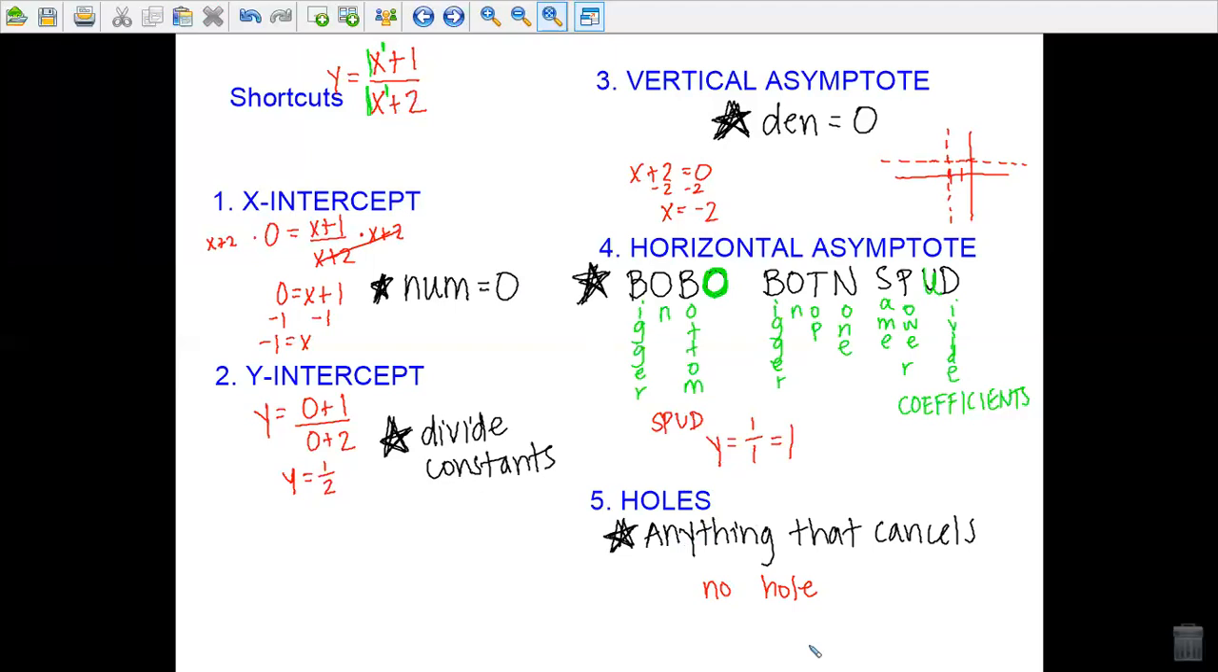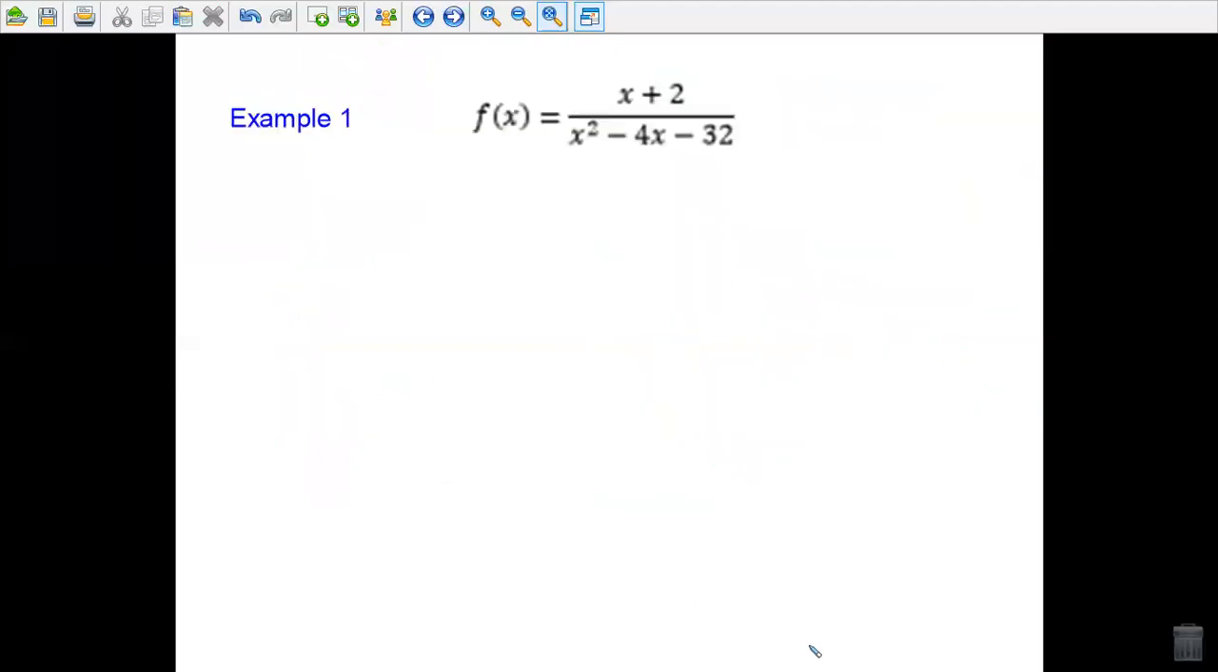All right, so we got 3 examples, and I try to come up with examples that are going to kind of cover all of our possibilities here. So let's start. All right, so for our first one, I've got x plus 2 over x squared minus 4x minus 32. Okay, so the first thing I'm going to do is I'm going to go ahead and factor, right? Just because I know I'm going to have to do this every single time.